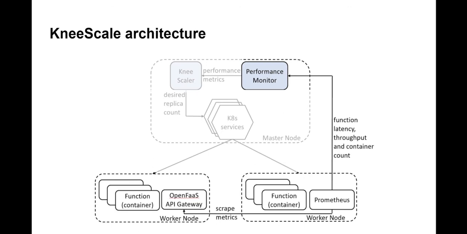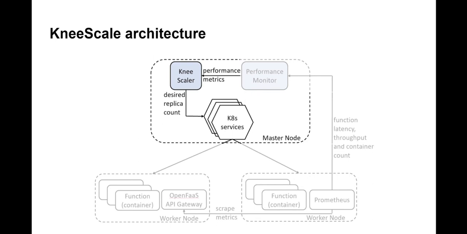The performance monitor periodically measures service function-related performance metrics from Prometheus, and Prometheus subscribes to the metrics from the OpenFaaS API Gateway. It also keeps track of the invocation error rate and CPU utilization of the function instances to decide when to trigger resource scaling.